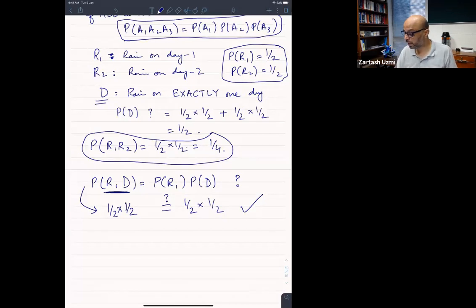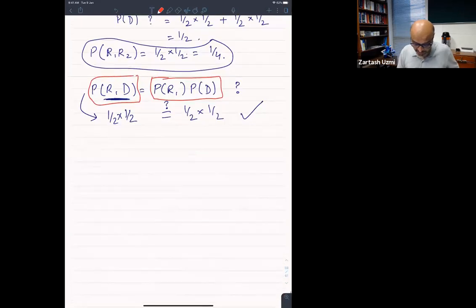However, we have to be very, very careful. If I change these probabilities from 1/2 to, let's say, 1/3, then it may not be true that the probability of R1 and D is the same as the product of the probability of R1 and the probability of D. We will leave that as an exercise. So when do we say that many events are independent? Independence of many events.